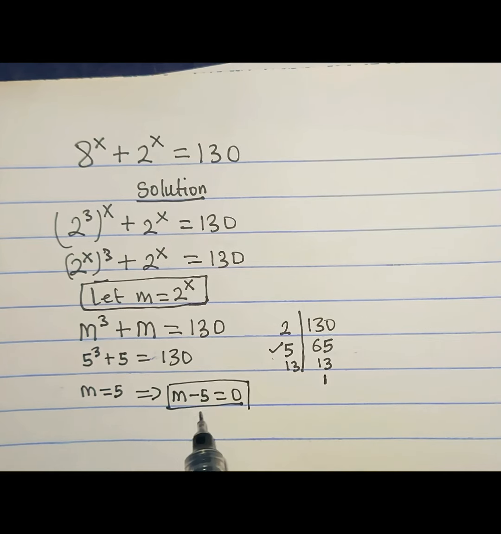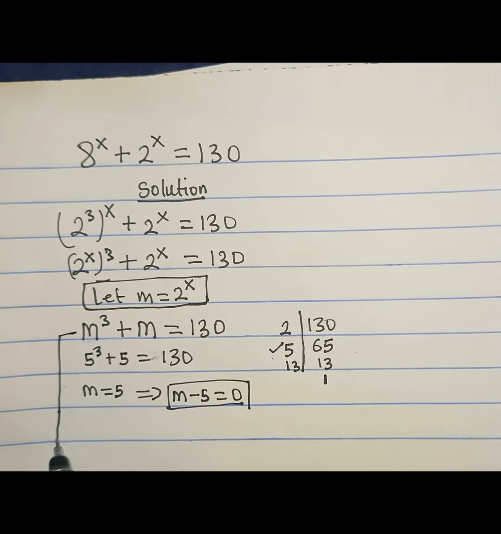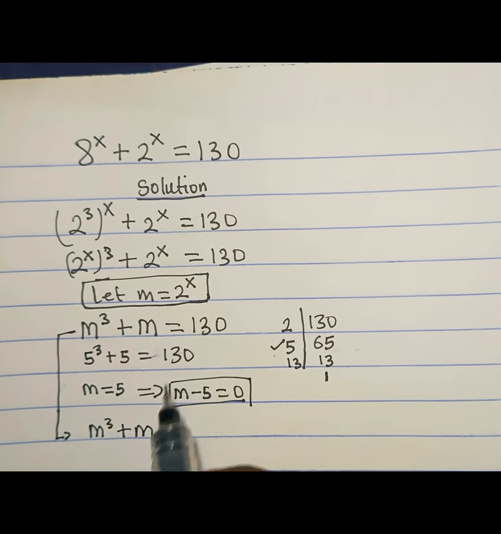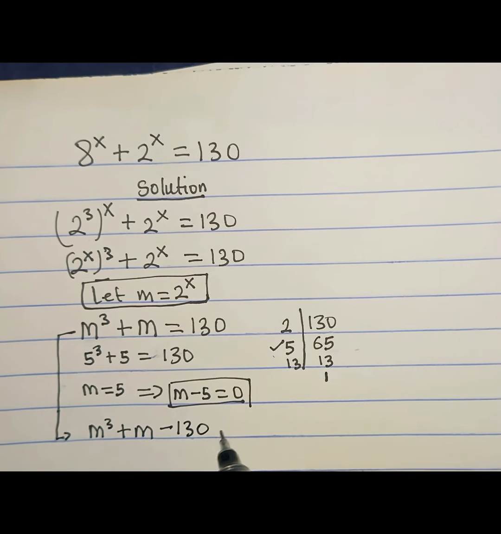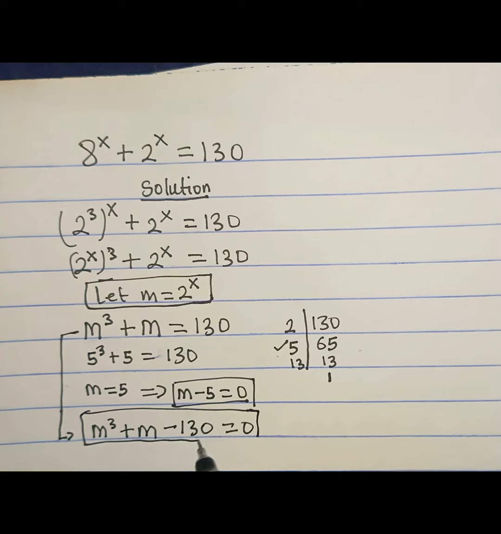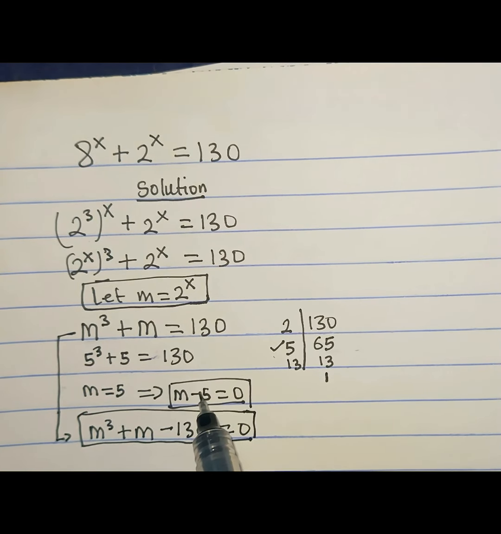This can also be rewritten in this form, as m to power 3 plus m. When we take this constant back inside, it becomes negative 130, which is the same as 0. So these are the two equations we are going to use in long division. Remember, this one is the first value.